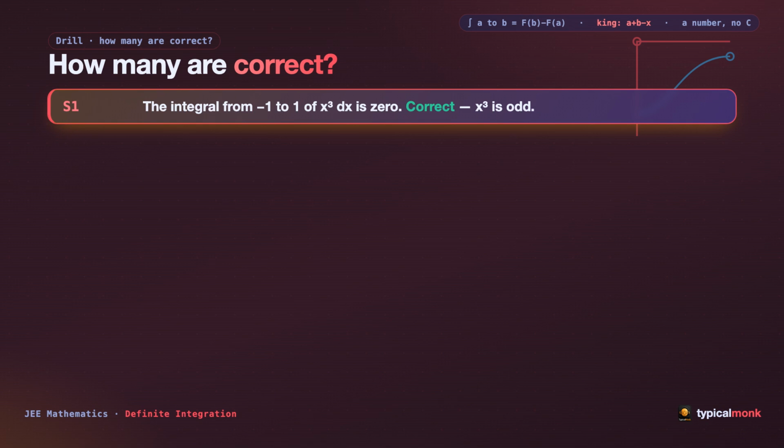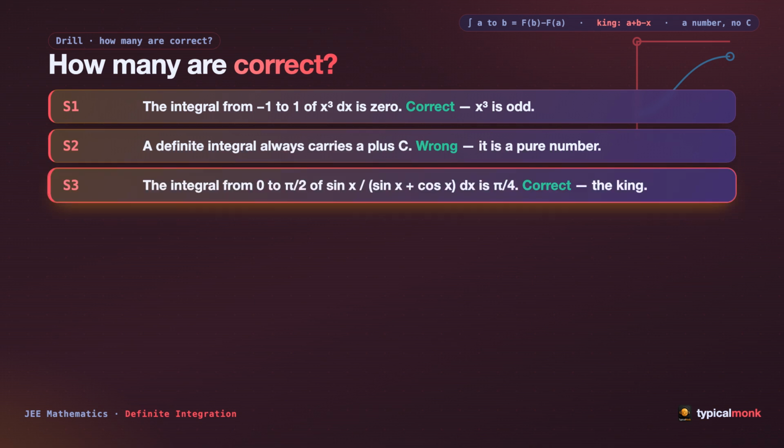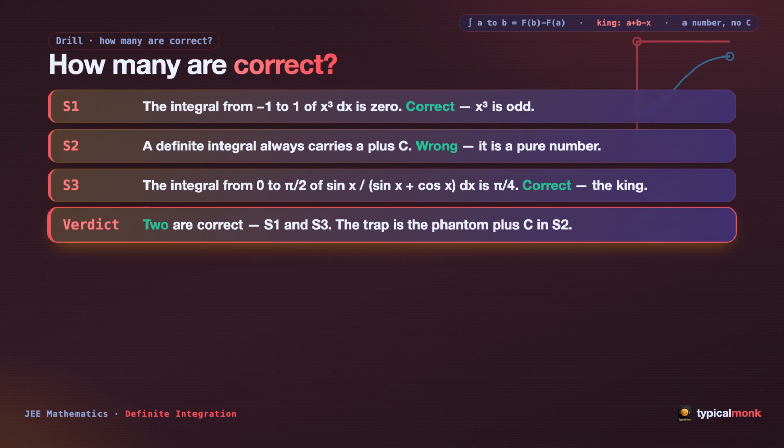Now, how many of these statements are correct? Statement 1. The integral from minus 1 to 1 of x cubed dx is 0. Correct. X cubed is an odd function. Statement 2. A definite integral always carries a plus c. Wrong. It is a pure number with no constant. Statement 3. The integral from 0 to pi by 2 of sine x over sine x plus cosine x is pi by 4. Correct. That is the king. So the answer: 2 are correct. Statements 1 and 3. The trap is the phantom plus c in statement 2.